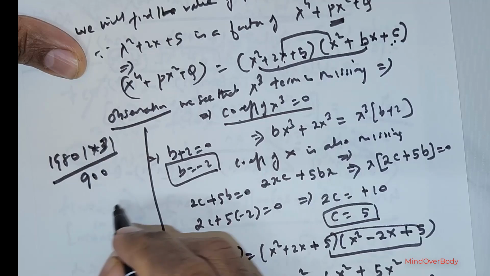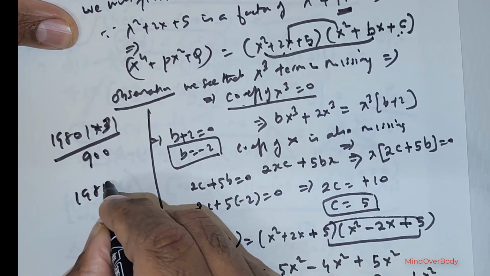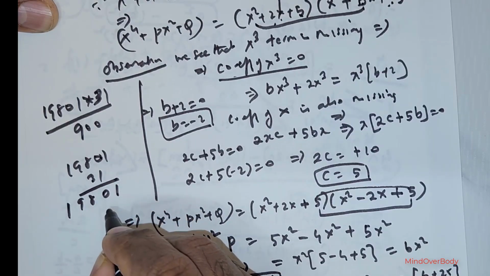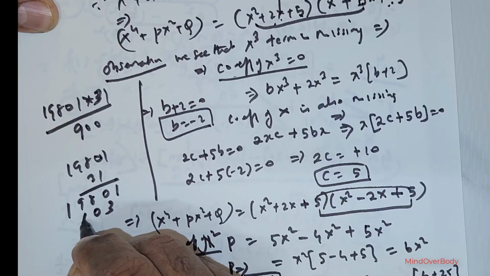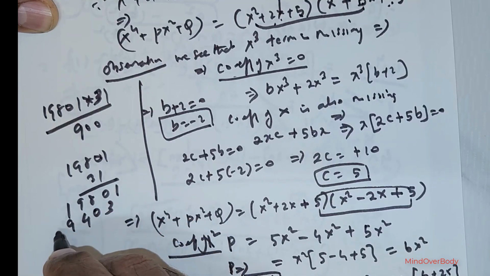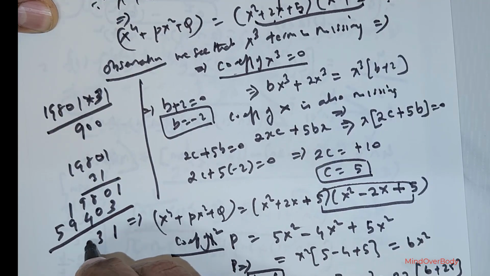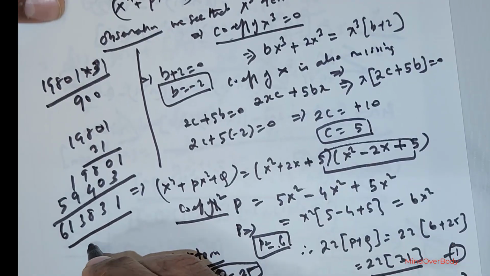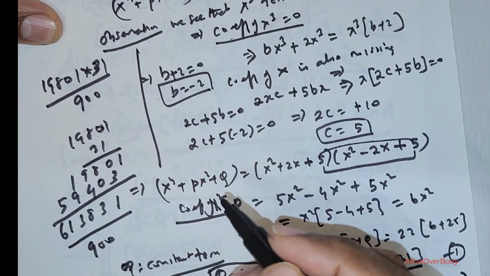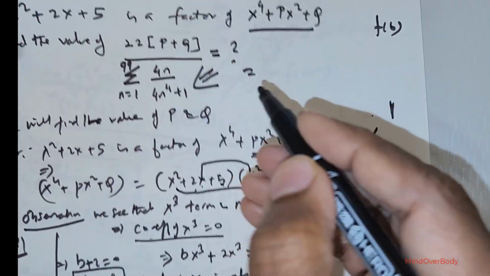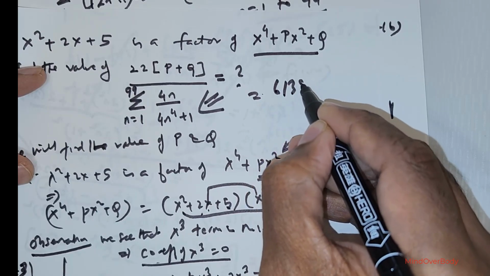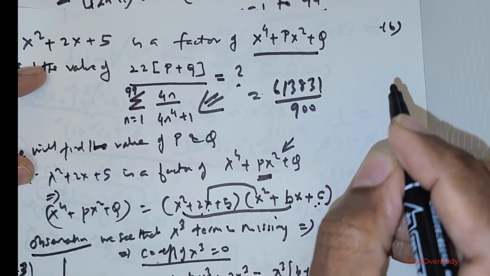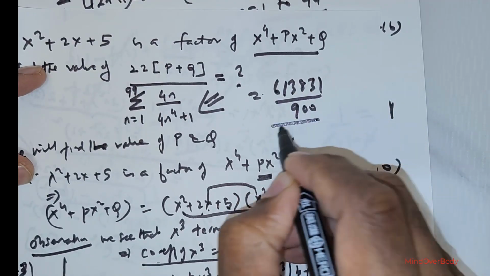Now if you want, probably you can multiply 19801 by 31. So what do you get? This is what you get, divided by 900. Okay, so the outcome is 613831 divided by 900. Can we reduce it any further?